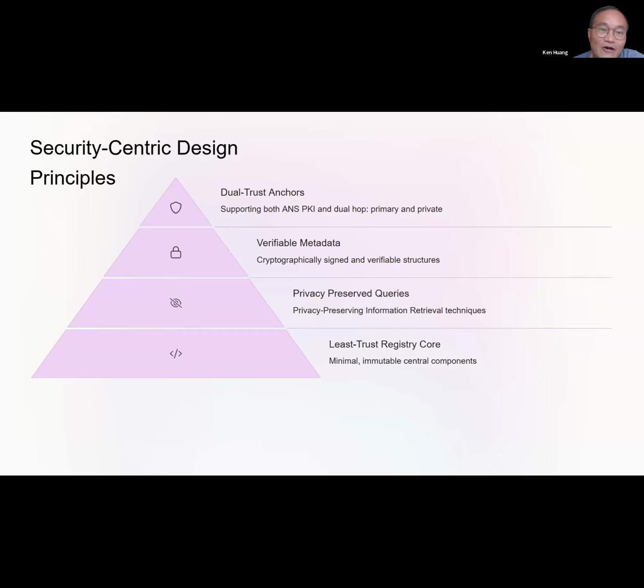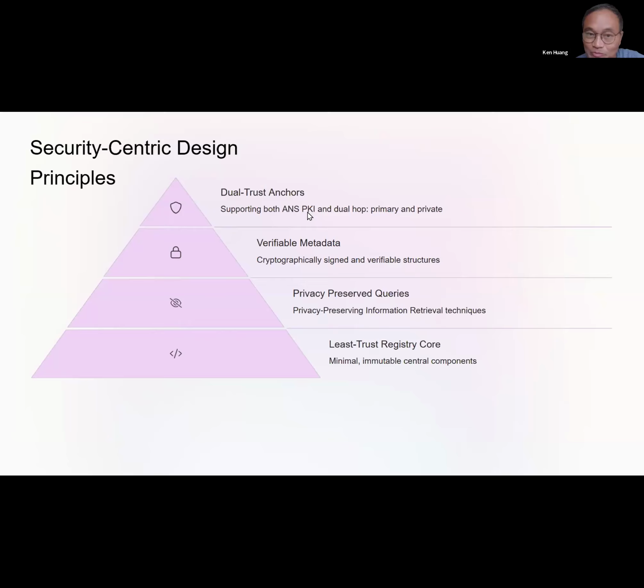But the key idea of this security blueprint is that we have the foundation layer, which is the least-trust registry core that NANDA has proposed, and I certainly agree it's a good approach. Then we have privacy-preserving information retrieval techniques, so you have the primary hop and the privacy hop. So you have two hops, and then you have a cryptographically signed and verified structure, and then you have dual trust with our ANS PKI.